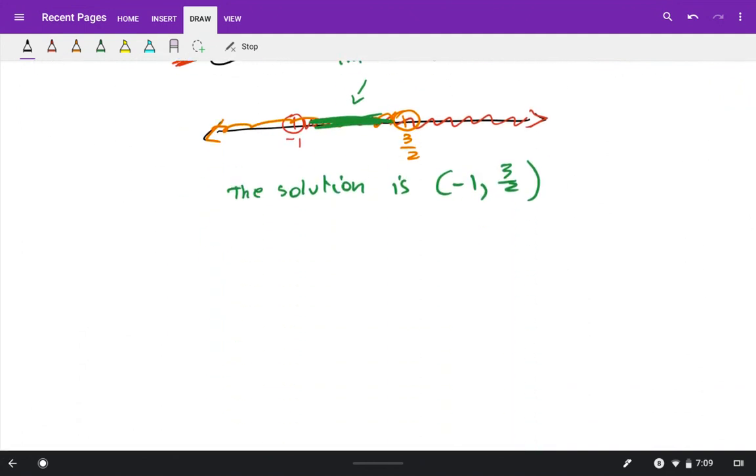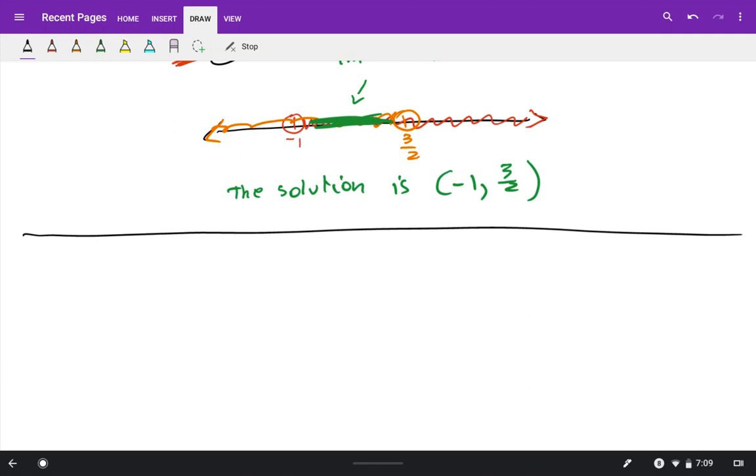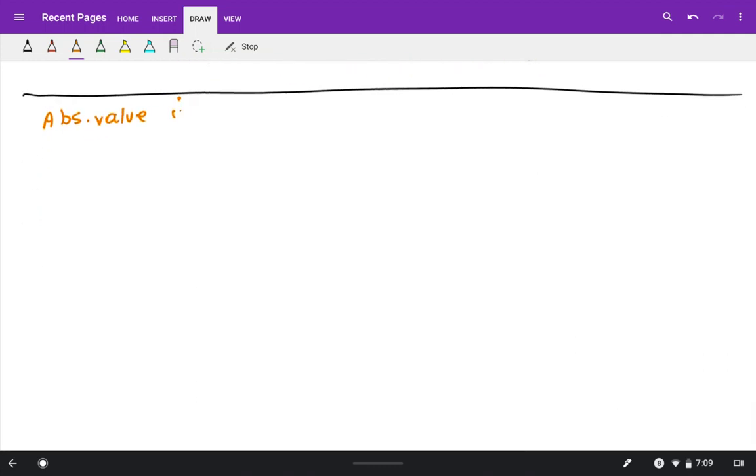Okay, so next what we're going to do, I'm going to show you how to solve absolute value inequalities with the symbol greater than or greater than or equal.